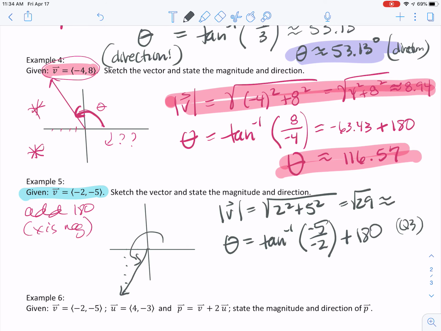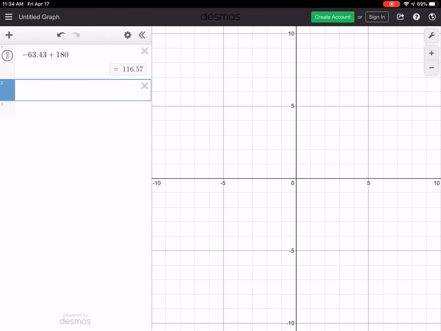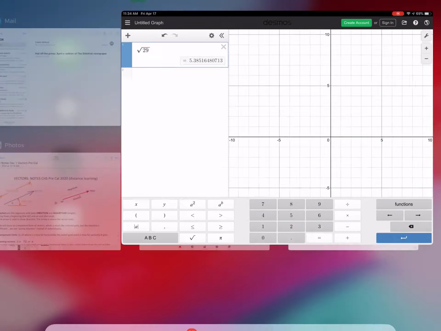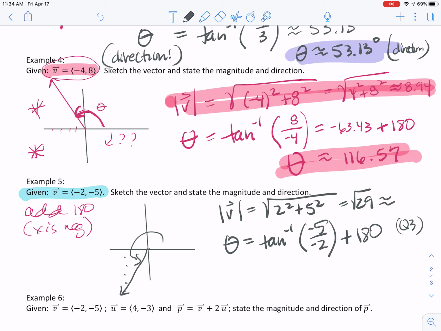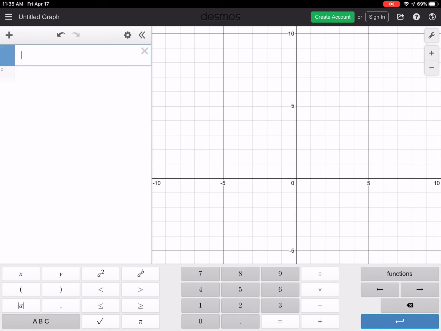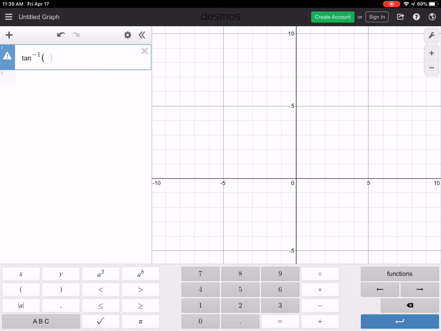So let's go back to Desmos and approximate those. All right, so square root of 29 was that, 5.39. So this is 5.39. Okay, and then we're going to do the tan inverse of negative 5 over negative 2 plus the 180. So let's watch what happens when I don't. So I'm going to go functions, tan inverse, and it was negative 5 divided by negative 2.